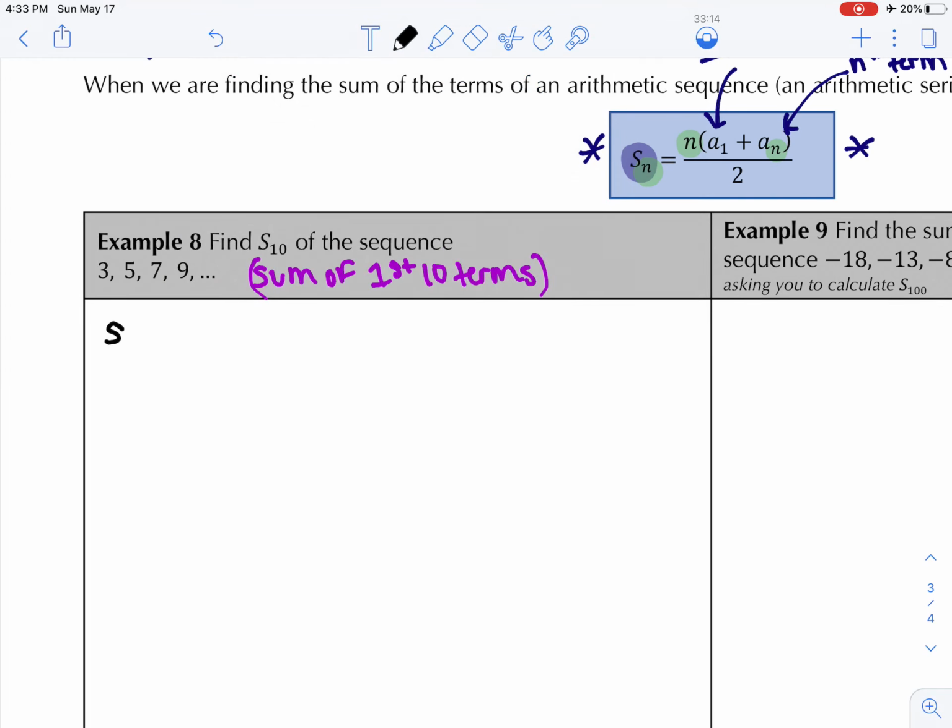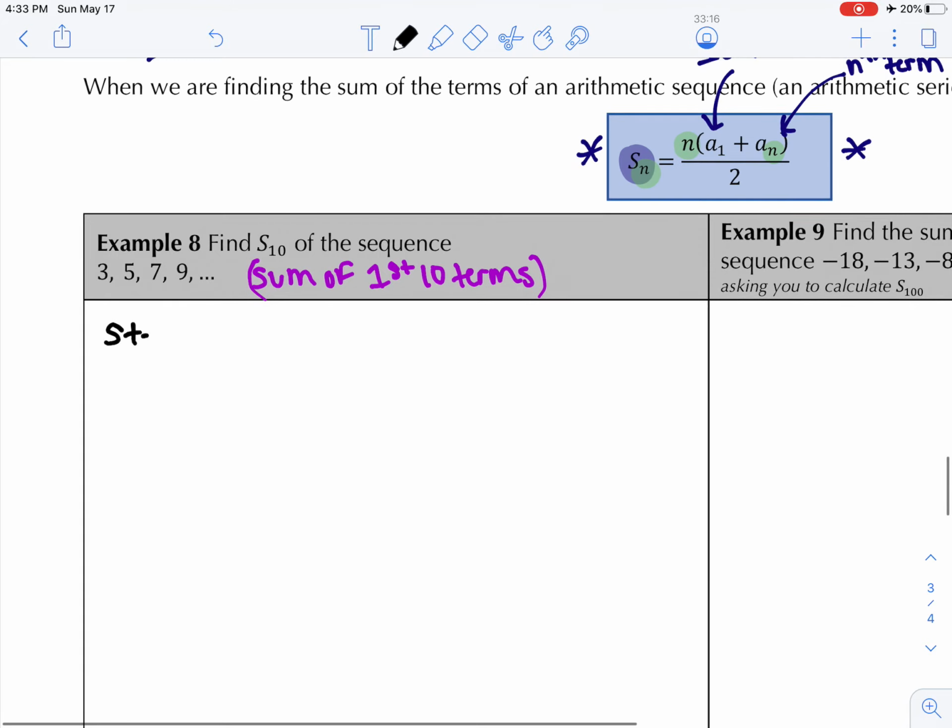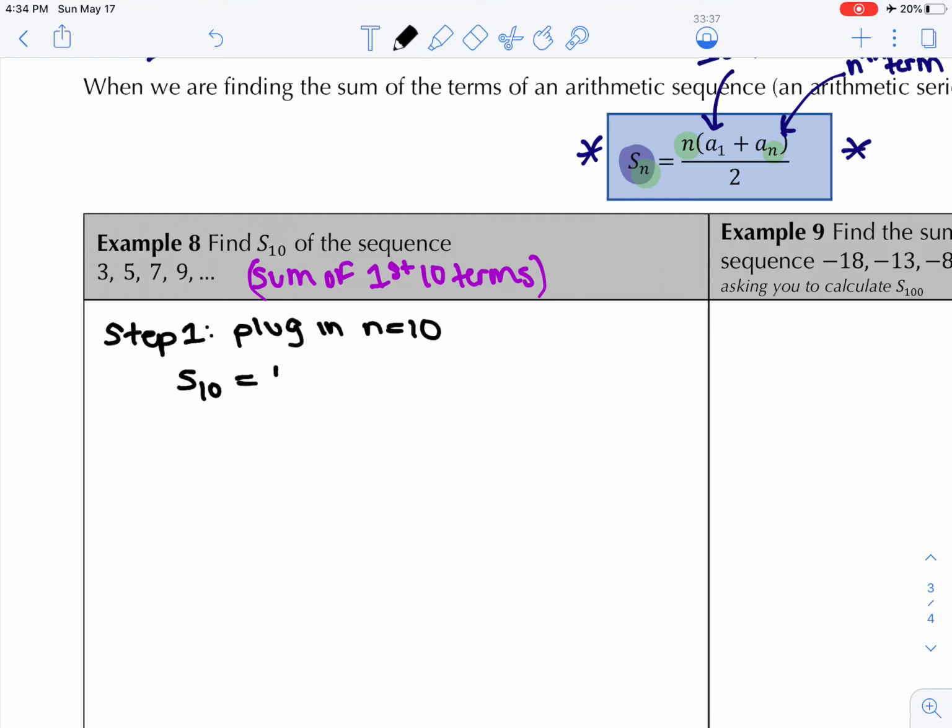So I think the most helpful first step is to plug in n equals 10 to our equation. Okay, so what that means is we're looking at S sub 10, right? Remember, S sub 10 is the sum of the first 10 terms from a given sequence. S sub 10 is going to be 10 times the first term of that sequence plus the 10th term of that sequence, all divided by 2. Okay?